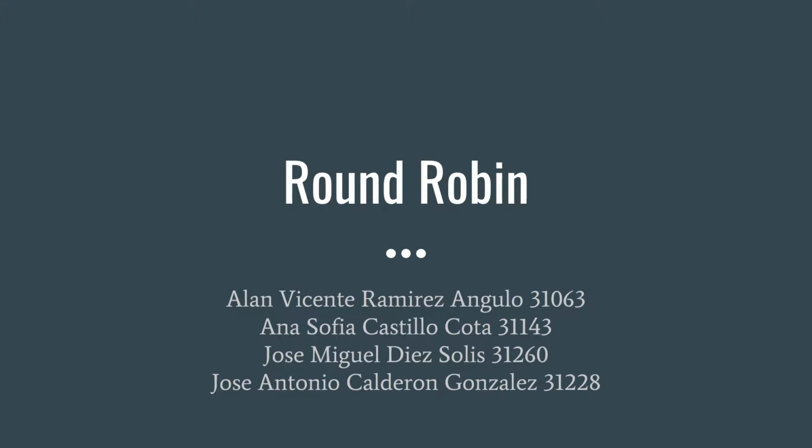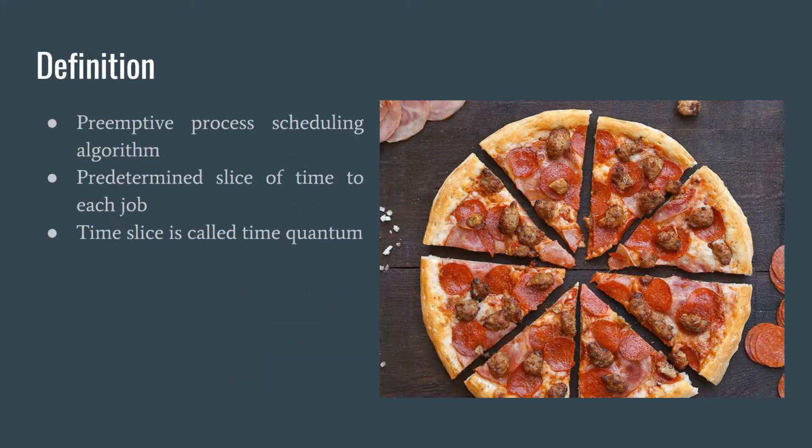And we will be starting with a definition of Round Robin. Round Robin is a preemptive process scheduling algorithm that is used extensively in interactive systems. It's easy to implement and isn't based on job characteristics but on a predetermined slice of time that's given to each job to ensure that the CPU is equally shared among all active processes and isn't monopolized by any one job. This time slice is called a time quantum and its size is crucial to the performance of the system. It usually varies from 100 milliseconds to 1 or 2 seconds.